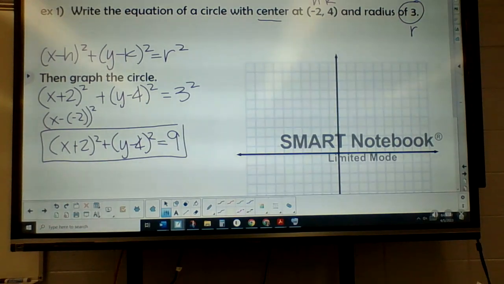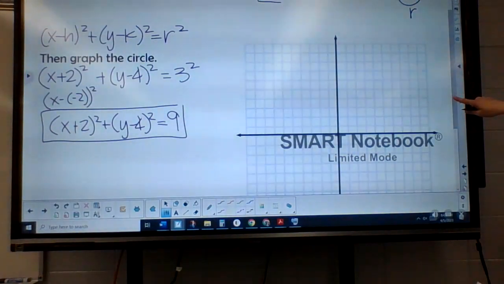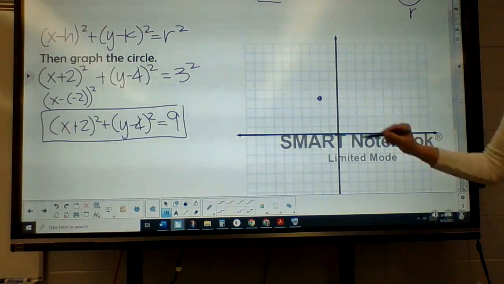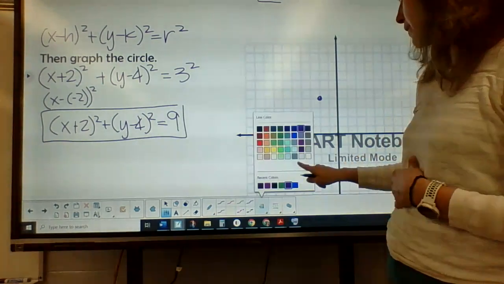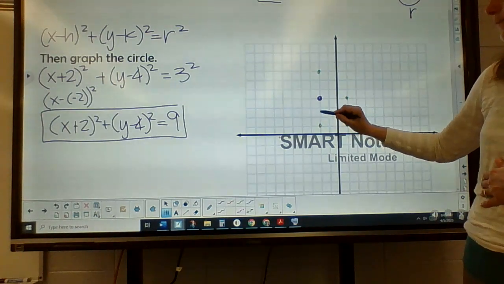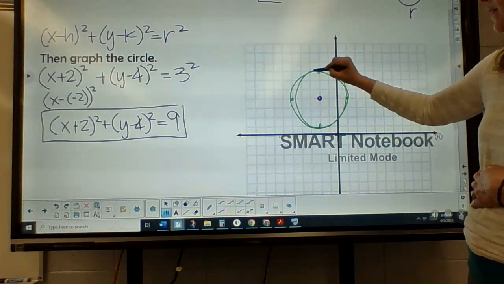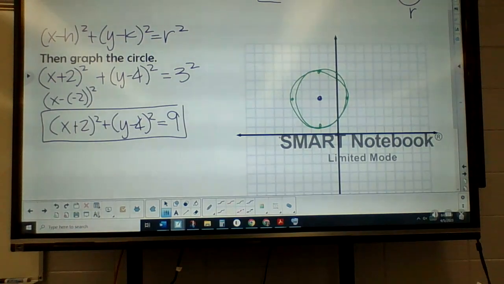We're going to take that now and we're going to put it on our graph paper. So our center, they tell us it's negative 2, 4. So left 2, up 4. And then our radius is 3. So again, we're going every direction we can, 3 units. Up 3, down 3, left 3, right 3. And then again, try to draw our circle as best we can. Okay.